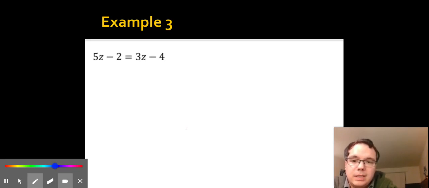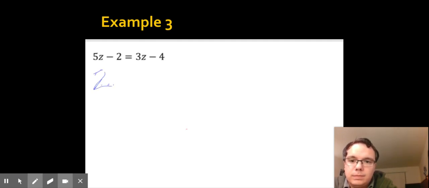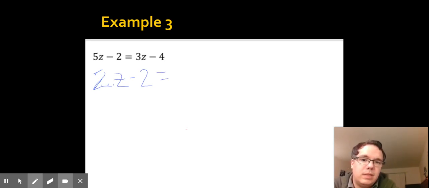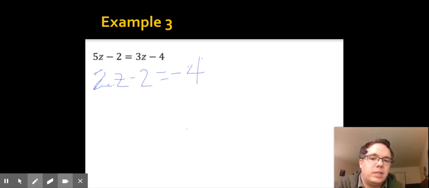So 5z minus 3z is a 2z. I still have a minus 2. And if I subtract 3z from 3z, I'm left with 0, meaning it cancels out, leaving me with just a negative 4.